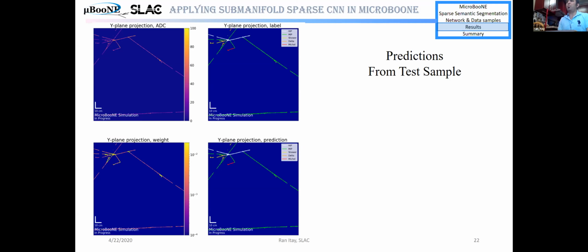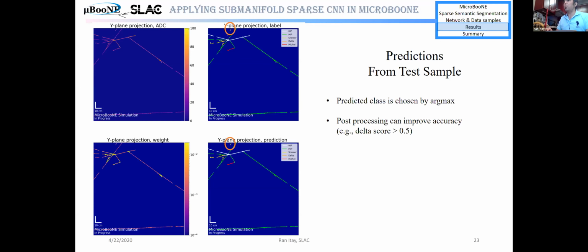On the bottom left are the weights assigned for each pixel. Again, this is not used for the inference, it is used for the training. And on the bottom right is the prediction from the image. And you can see this image is predicted quite nicely. I think most of the pixels here are predicted correctly, except for this small chunk here, which is a Michel electron, which is a delta and is predicted as a shower.